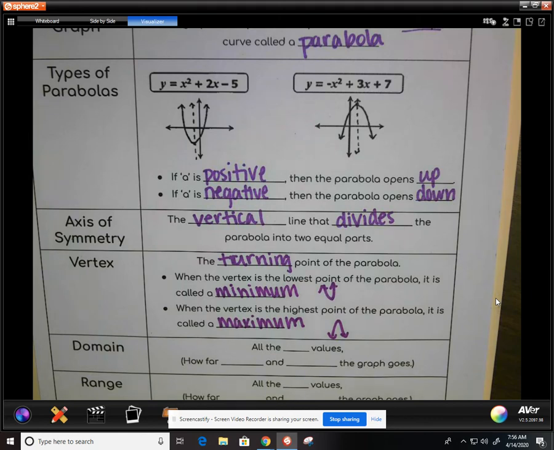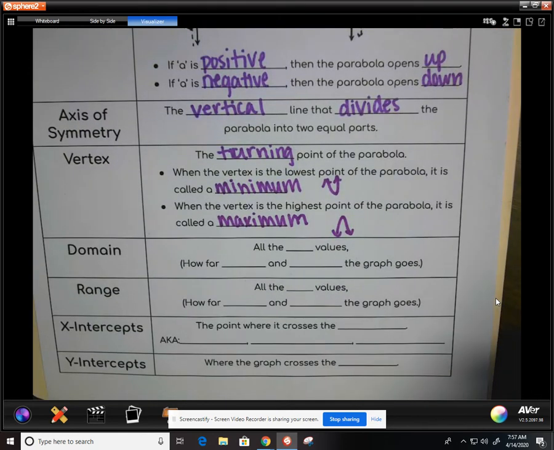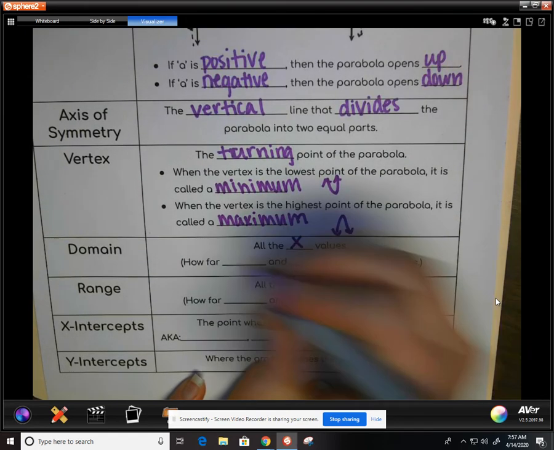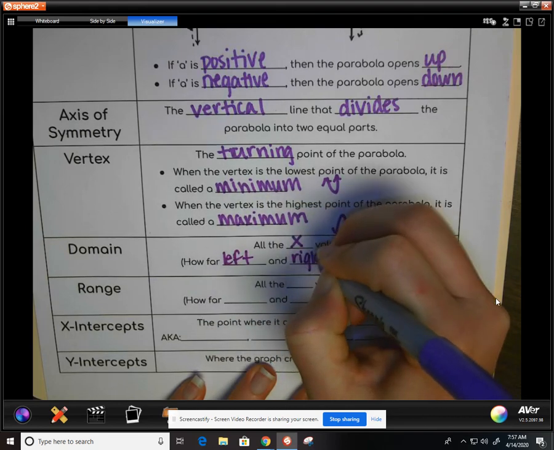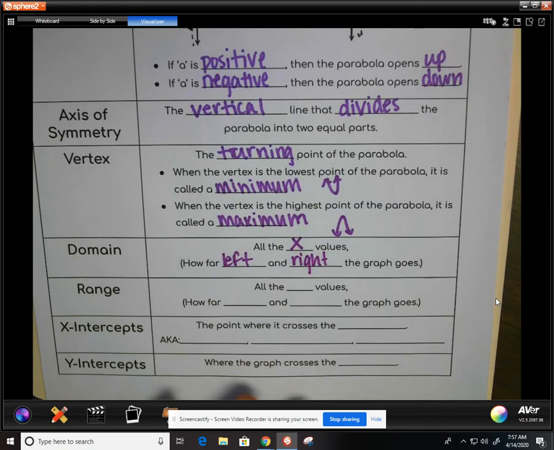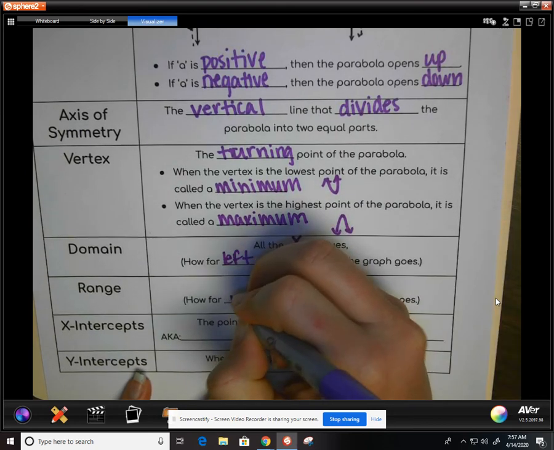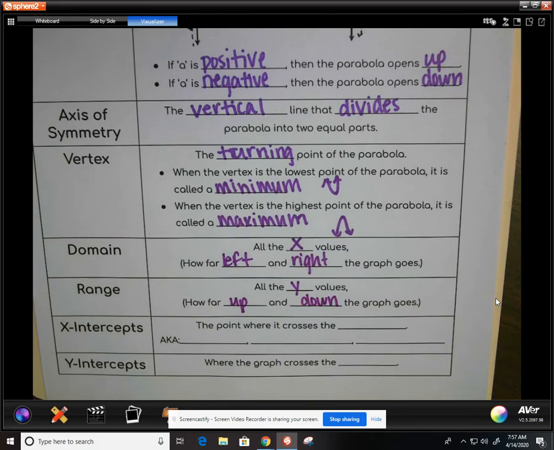Now, the rest of the vocabulary is some review stuff for y'all. So starting off, you have domain. Domain is just all of the x values, and it's how far left and how far right the graph goes. Range is all the y values, and it's how far up and how far down the graph goes.